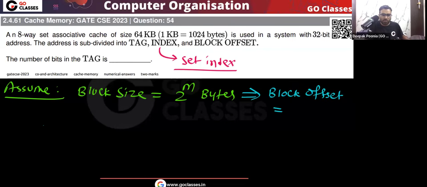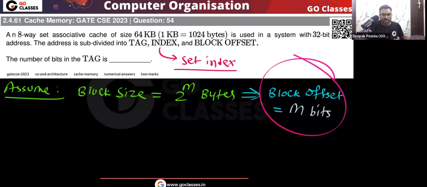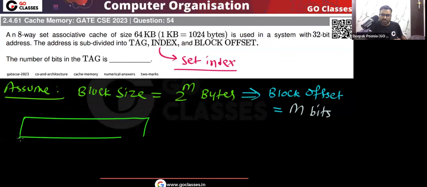How many bits do we need for the block offset? That will be m bits. We are assuming that the block size is equal to 2 power m bytes, so for the block offset we need m bits. Very simple. Now we already know that the physical address size is 32 bits.